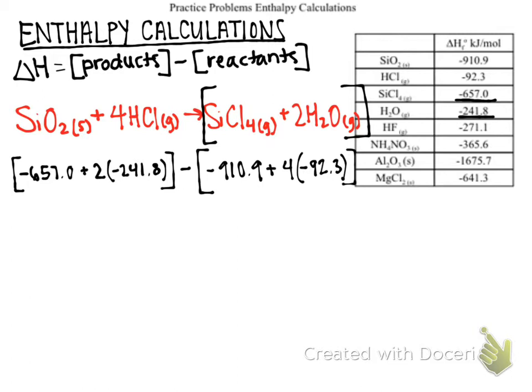So keep your reactants in a bracket and your products in a bracket. So calculate what's inside those brackets first. First one is negative 1140.6.